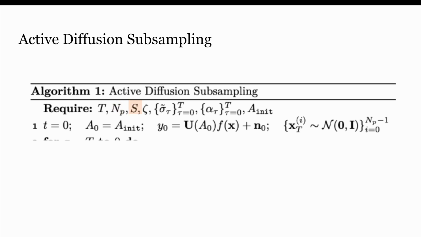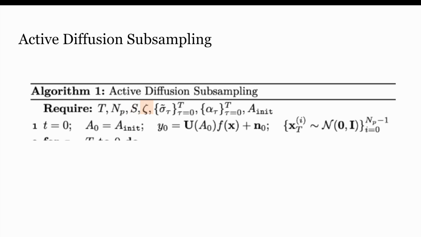Then we've got big S, which is our sampling time points, or in other words, this is the set of diffusion time steps, some numbers between tau and big T, at which we want to acquire some new measurement and decide some new sampling location. So for example, if big T was 100, so if we had 100 diffusion steps, S could be every 10th step if we want to take 10 measurements.